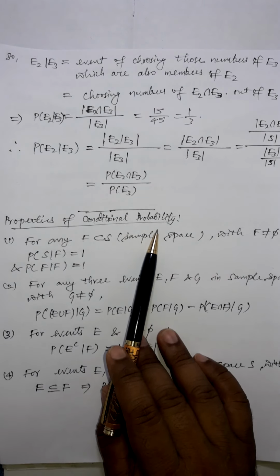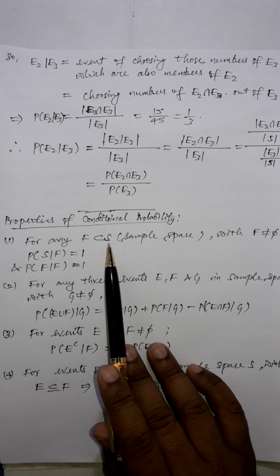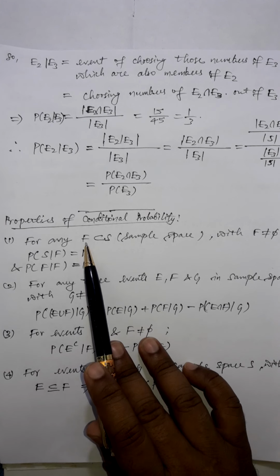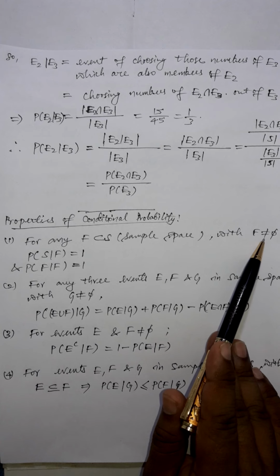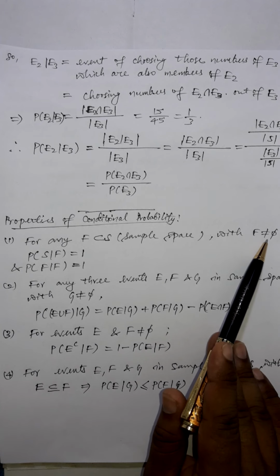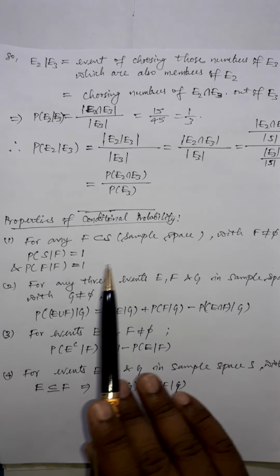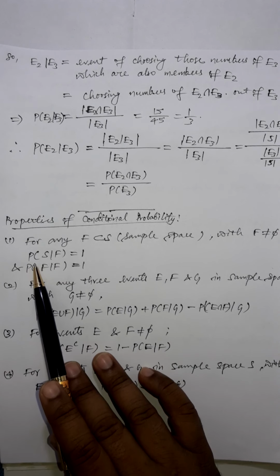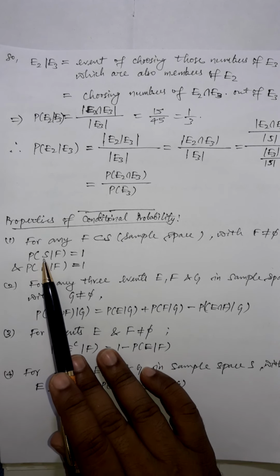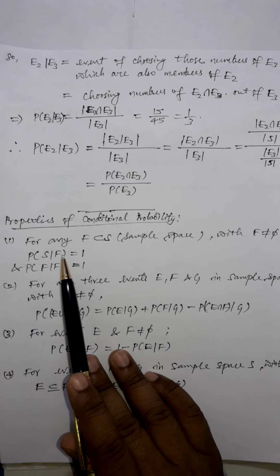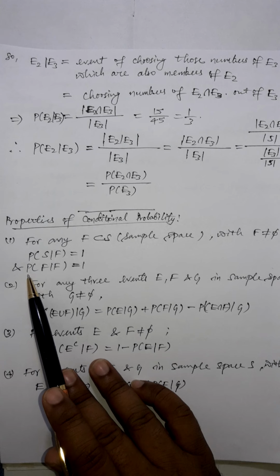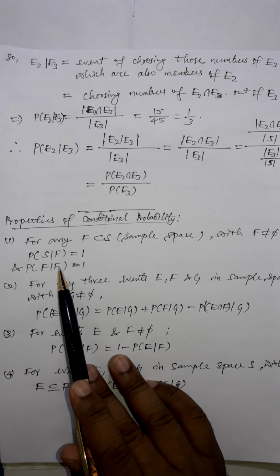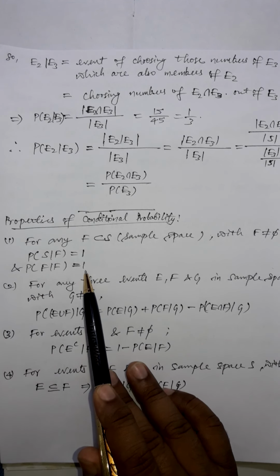The first property says that if F is an event of the sample space S, and the event is not empty, then the conditional probability of the sample space upon its own event will always be 1, and the probability of the event upon itself will also always be 1.